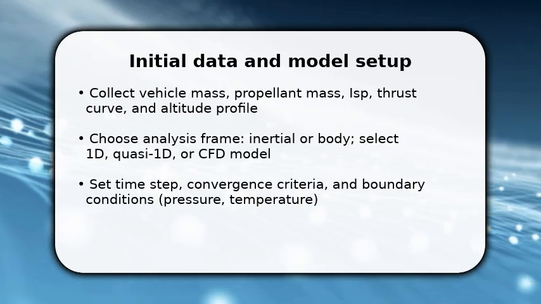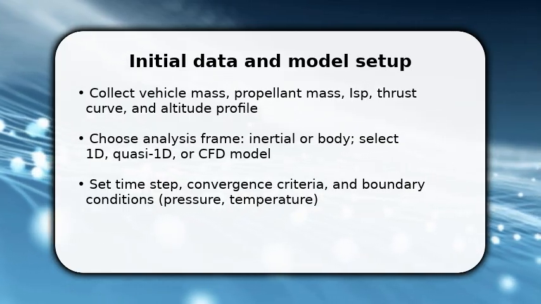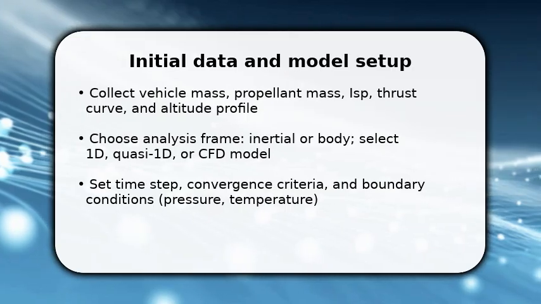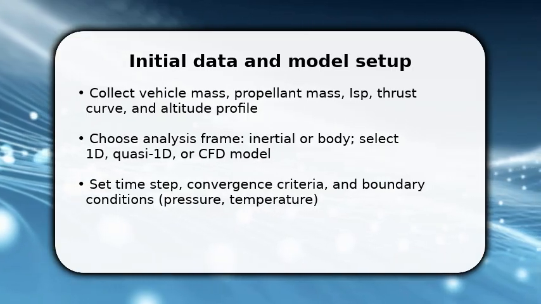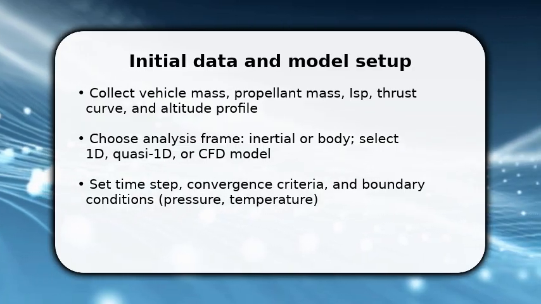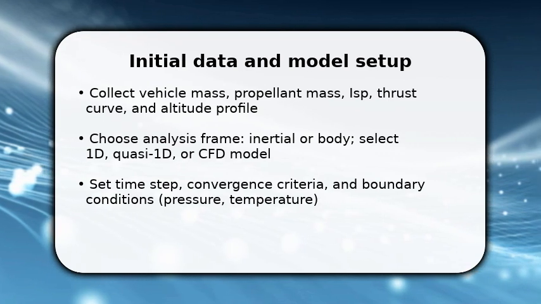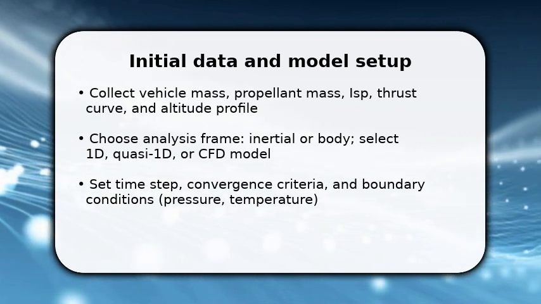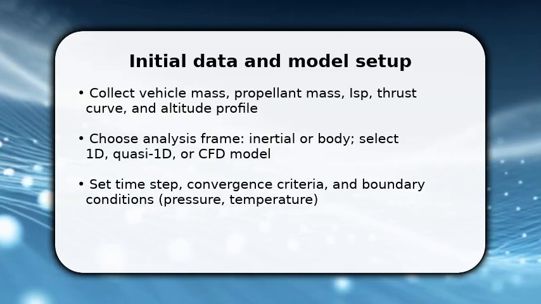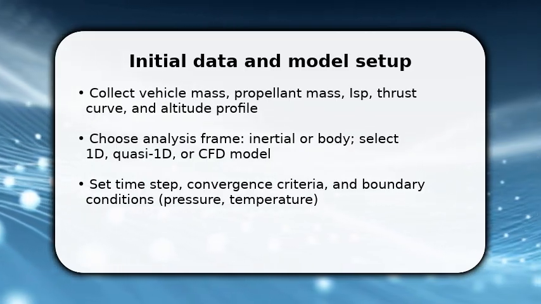Once done, pick a modeling approach, simple 1D mass flow for quick estimates or quasi-1D nozzle flow for stage-level accuracy, and set a time step small enough to capture thrust transients. Make sure to define boundary conditions like ambient pressure and nozzle exit temperature. Then run a baseline burn simulation to see initial delta V and acceleration profiles.